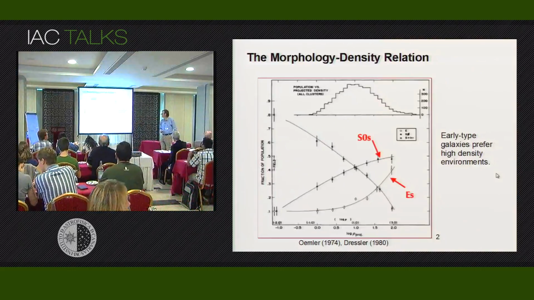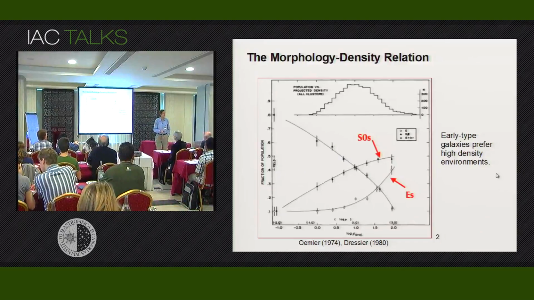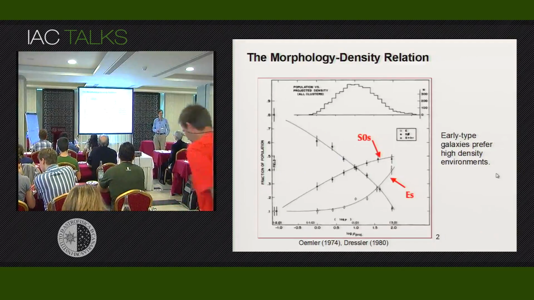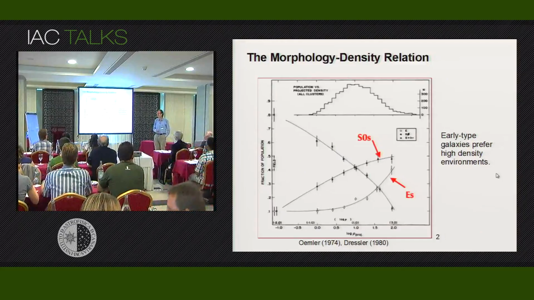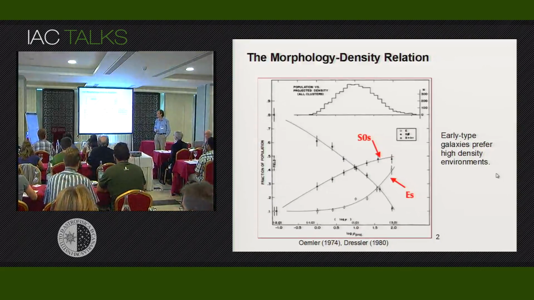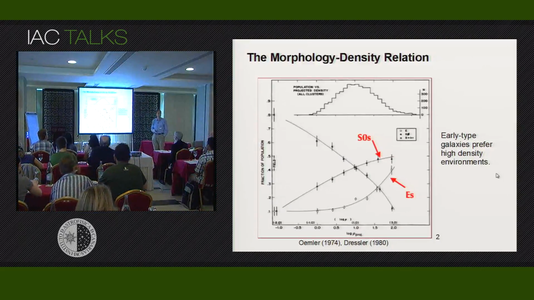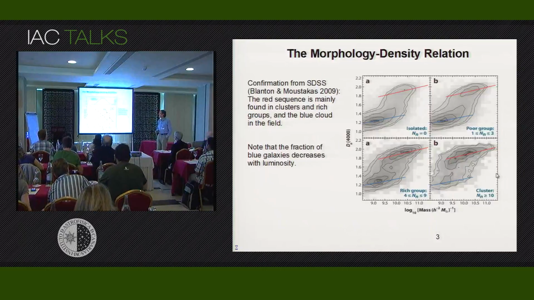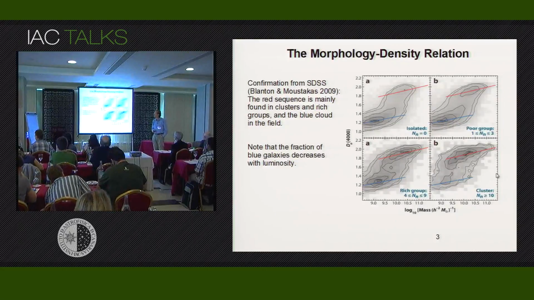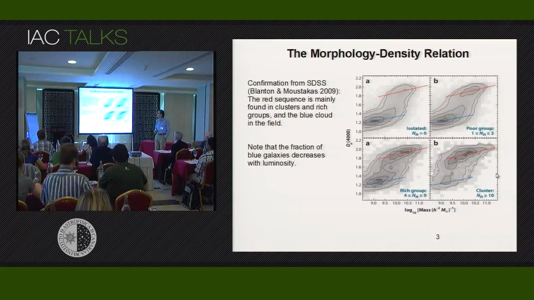So this plot is good to start with, because it's fundamental: the morphology density relation, that in high density environments the fraction of E's, ellipticals and S0s is so much higher than in low density environments, and opposite, in low density environments the spirals dominate. So this is of course confirmed by the Sloan Digital Sky Survey. You see that the higher the density becomes, the more important the red sequence becomes at the expense of the blue cloud. Note that in Sloan we are really talking about bright galaxies still.